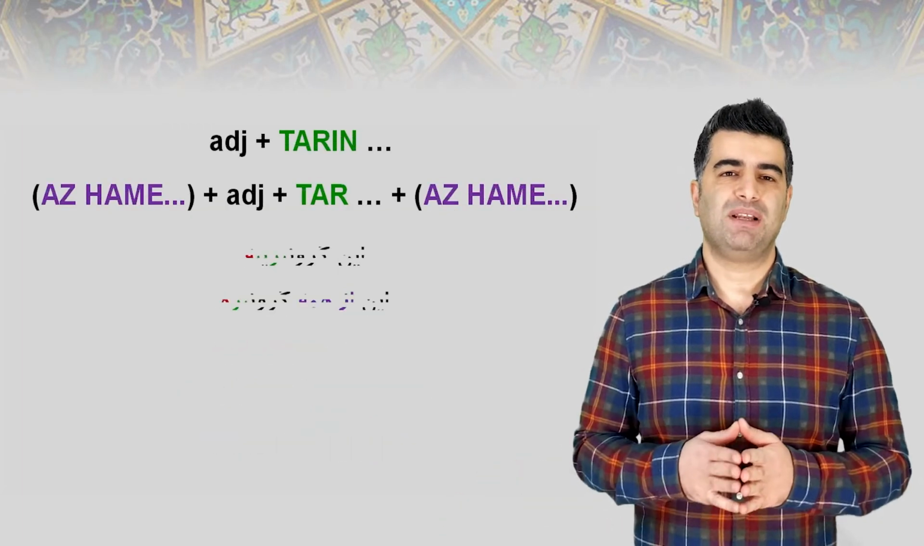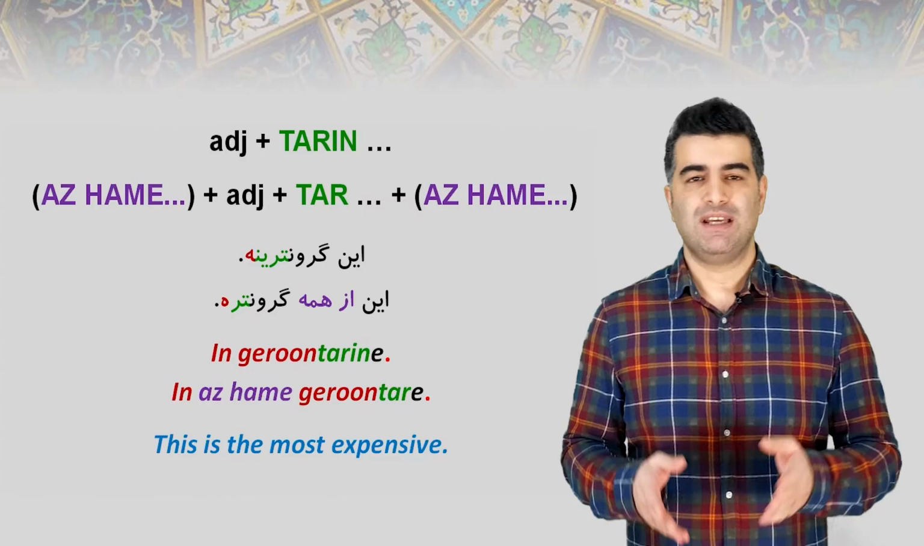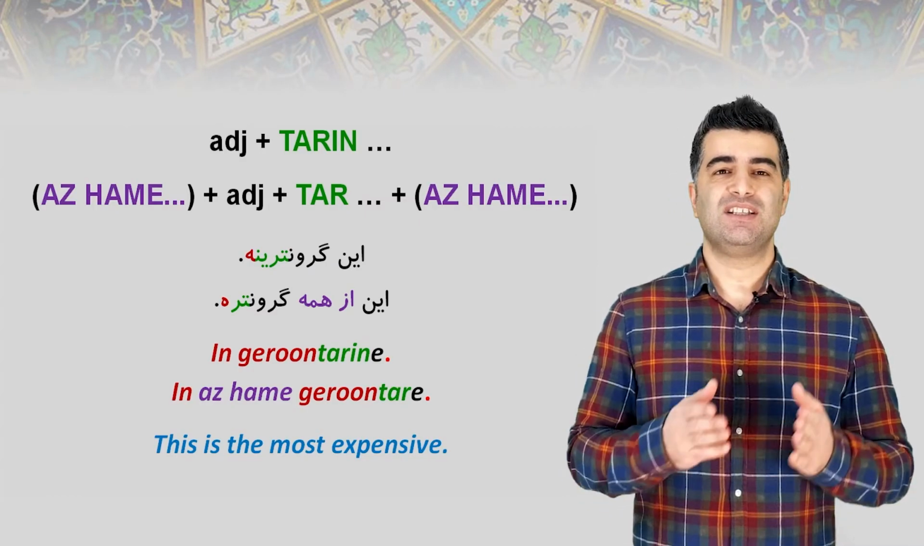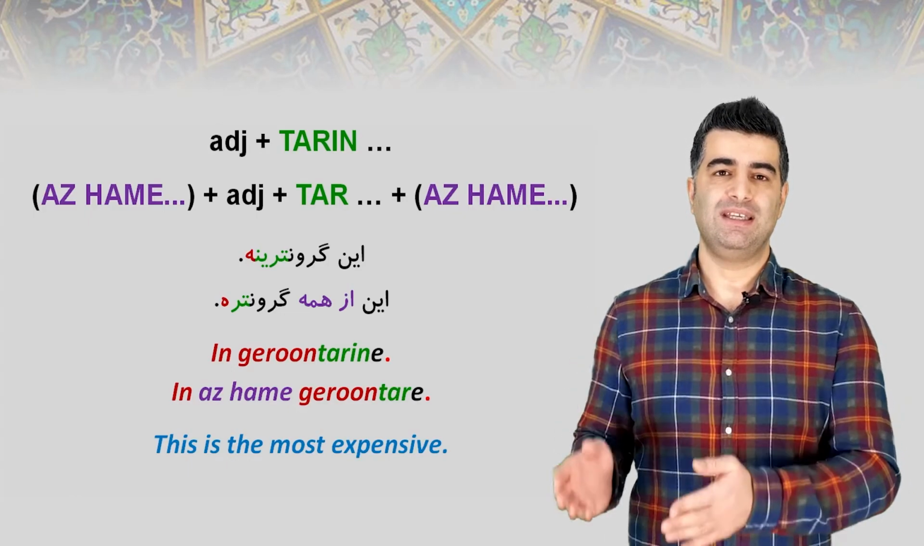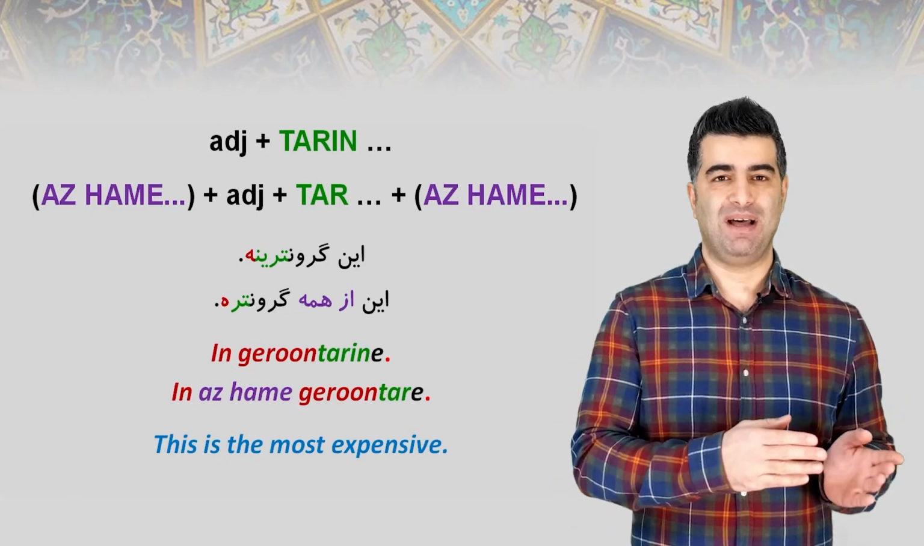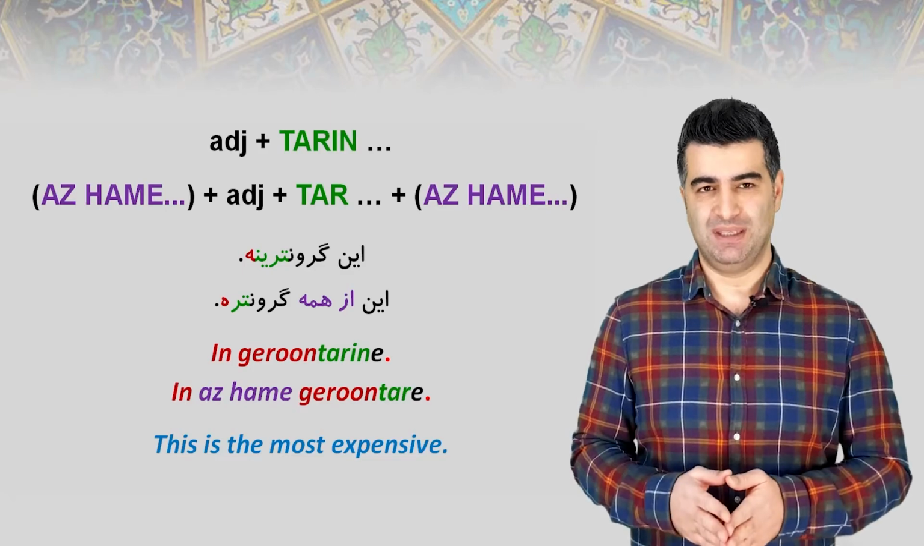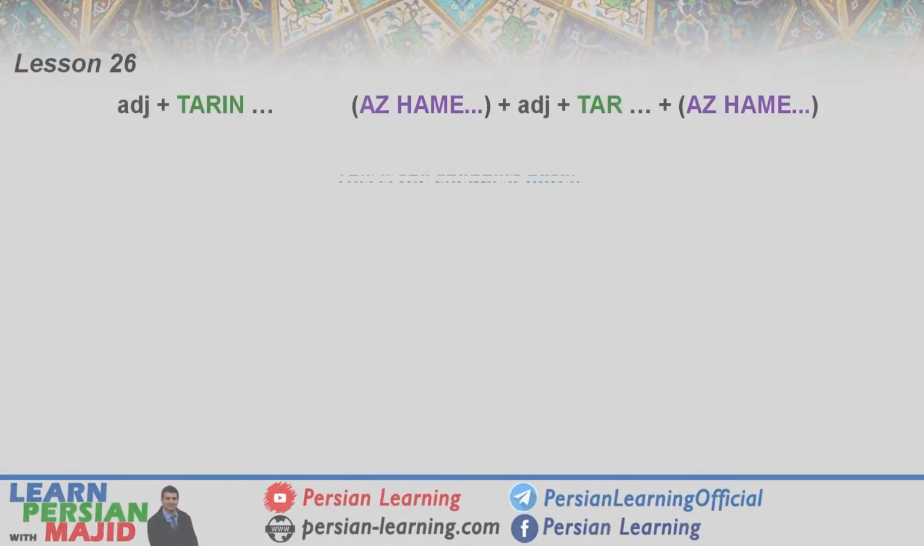The second example is, this is the most expensive. We can either say این گرونترینه, or we can say این گرونتر از همه است, or این از همه گرونتره. Let's go back to our white screen again to see more examples.